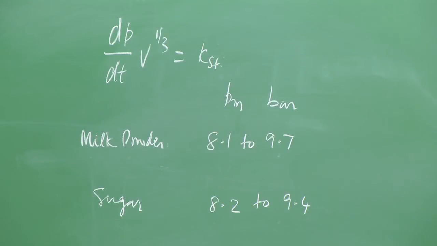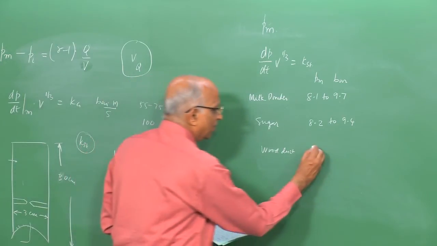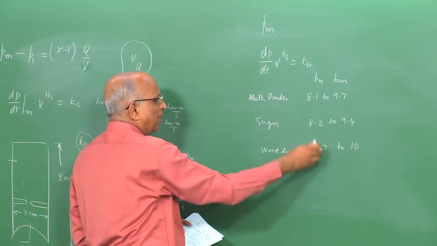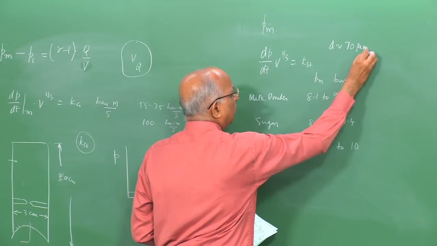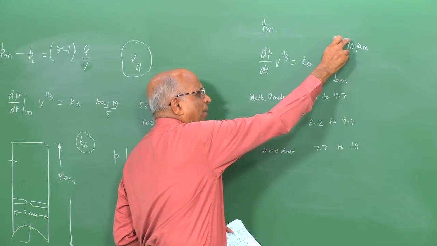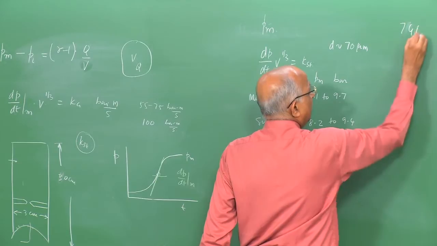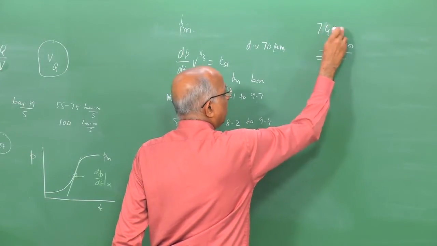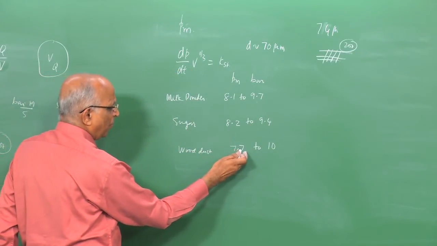If I take wood dust, the scatter is even higher, because depending on the type of wood, you have something like 7.7 to something like 10. Mind you, all these are based on dust particles with diameter of the order of 70 micron. We are not talking of the very low threshold value of 40 to 50 micron. If I say the dust particle is 74 micron size, it means through a sieve of size 200, I get a diameter of 74 microns. Therefore, 200 is what is used as a standard. Therefore, for wood dust, the peak pressure is 7.7 to 10.